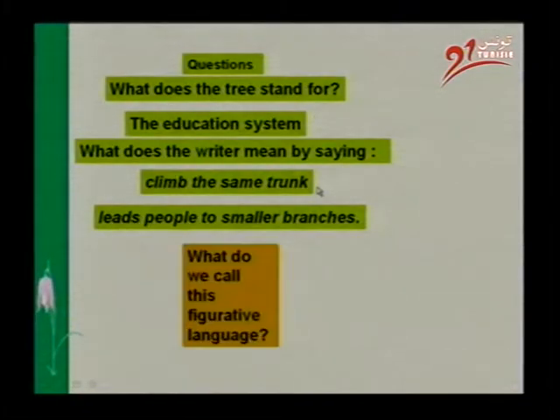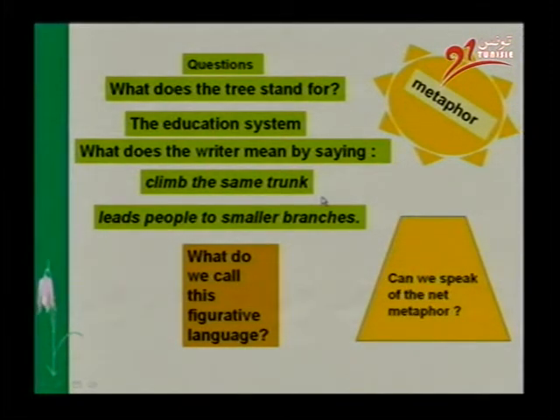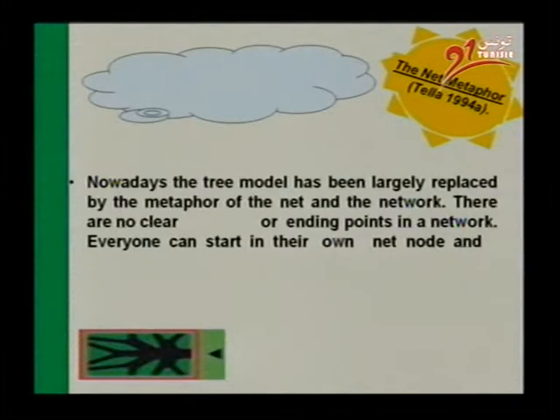Right. What do we call this figurative language? Where we compare two things, we try to combine two things which are normally not combined, or we don't have a similarity in reality. For example, here we have a metaphor. Can we speak of the net metaphor? Yes, we can. And this is a paragraph here written by Teller in 1994.